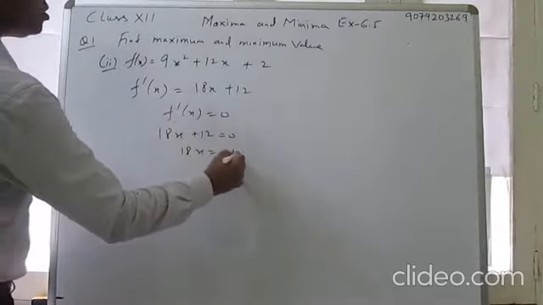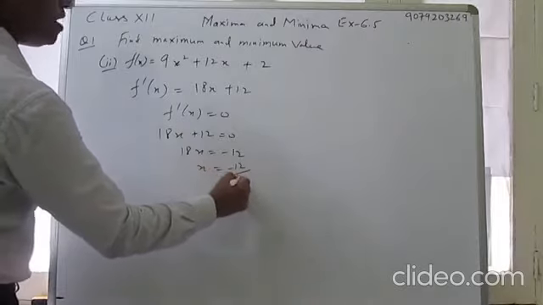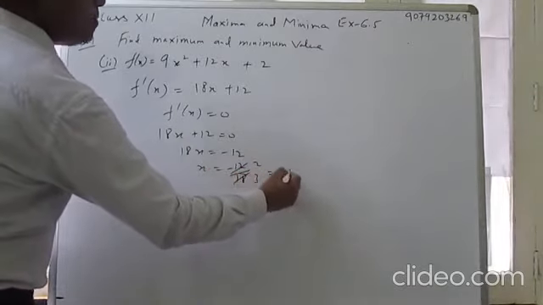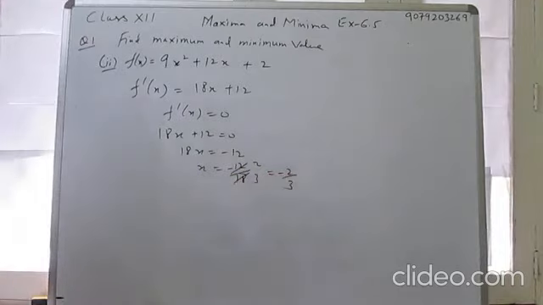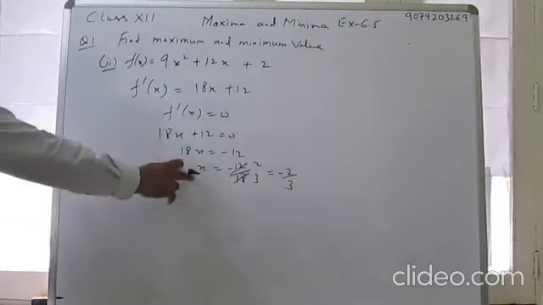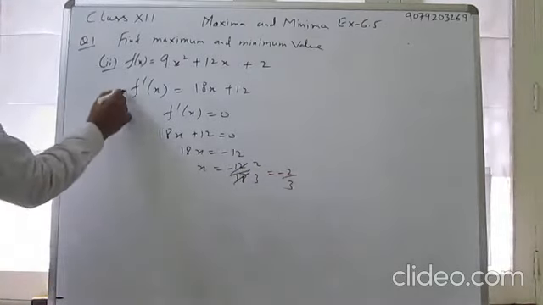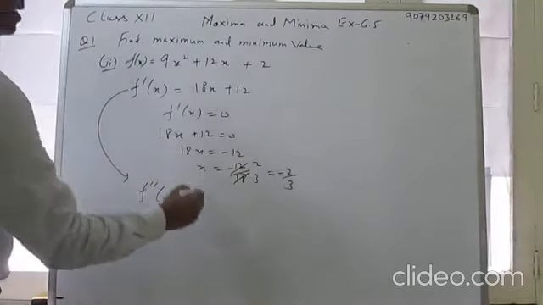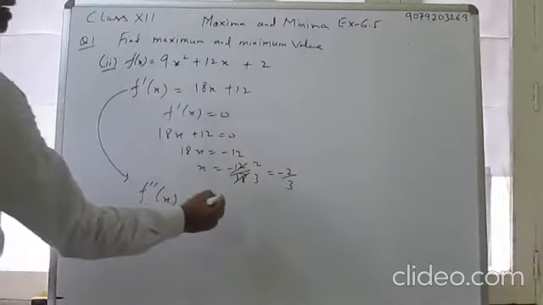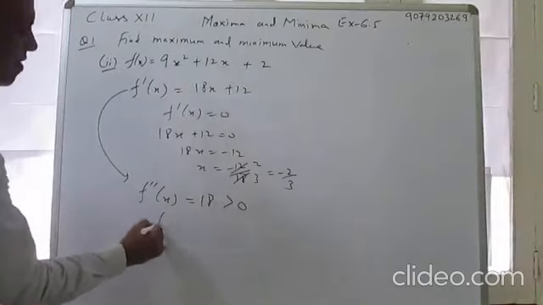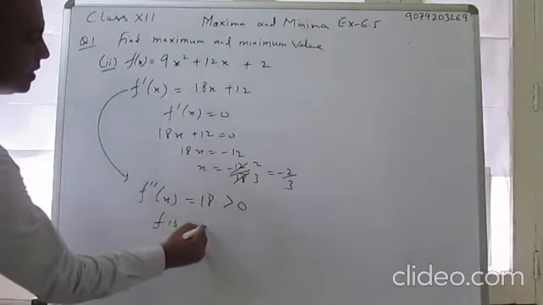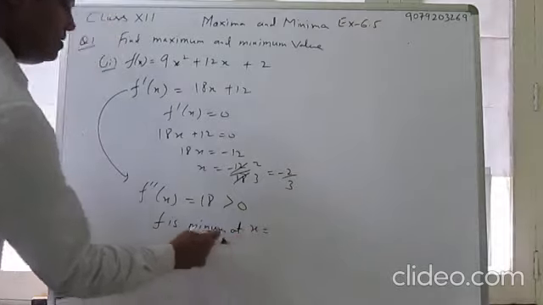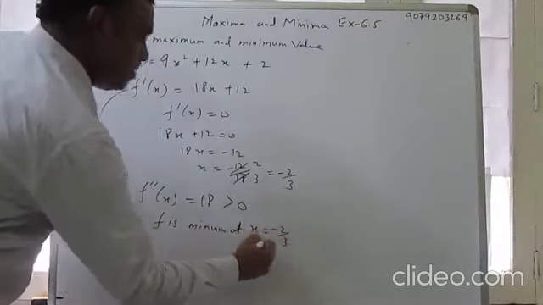18x is equal to minus 12. x is equal to minus 12 upon 18, which is minus 2 upon 3. The point is minus 2 upon 3. Now we find f double dash x. It is 18, so it is greater than 0. So f is minimum at x is equal to minus 2 by 3.